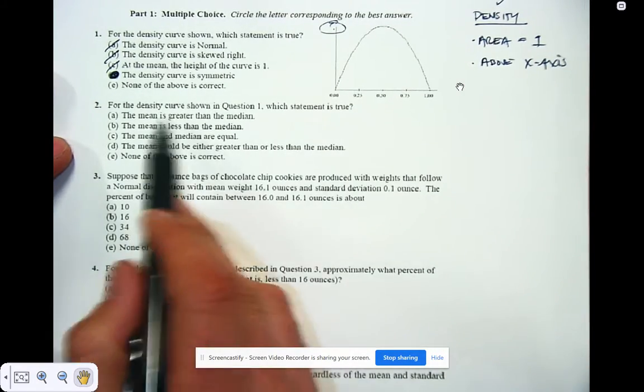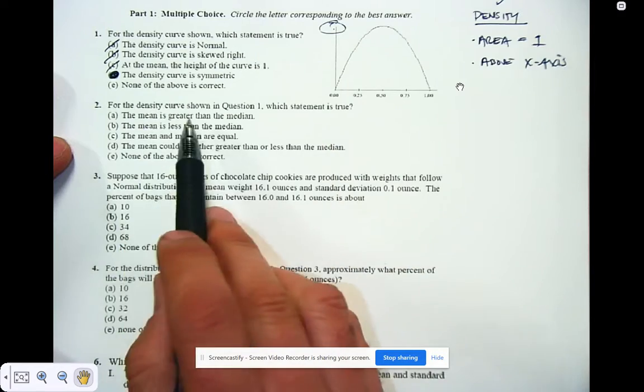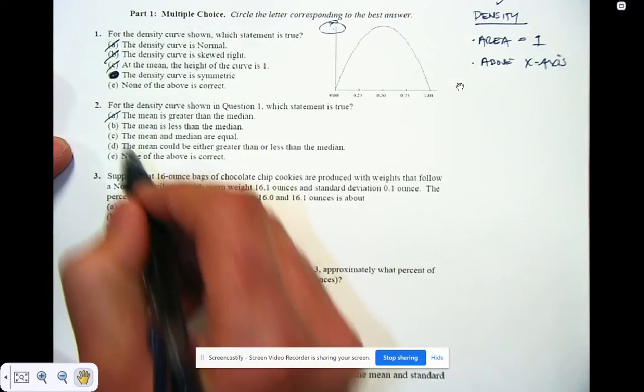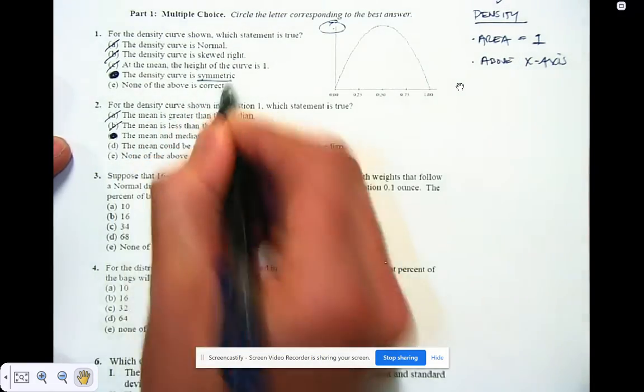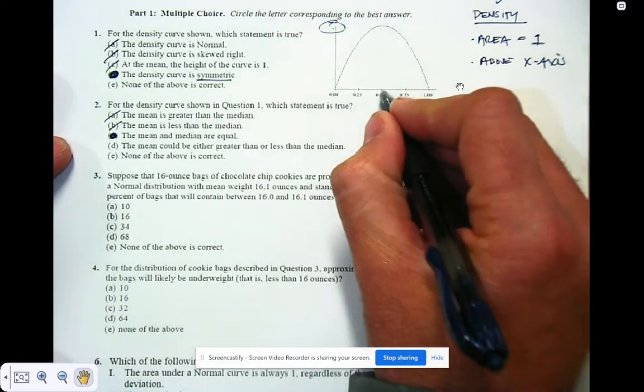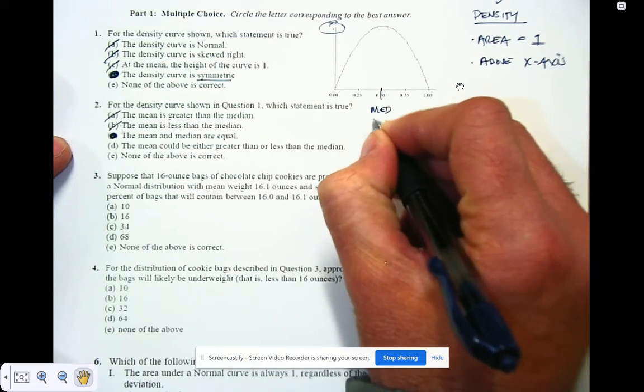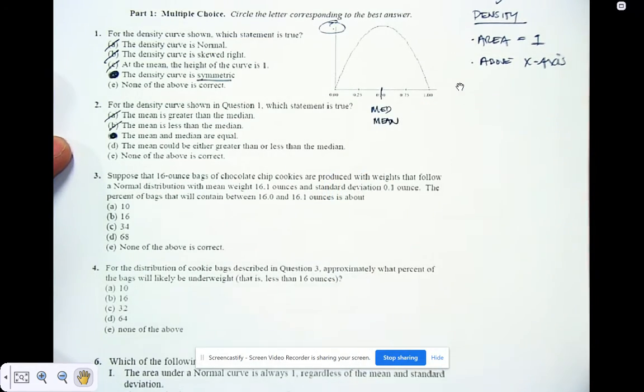Okay, so for that same density curve, which one is true? The mean is greater than the median. No, it's not less. They are equal. When you have a symmetric distribution, by definition, your median and your mean will be the same thing.